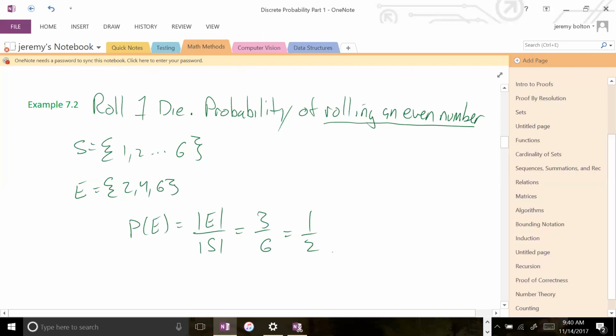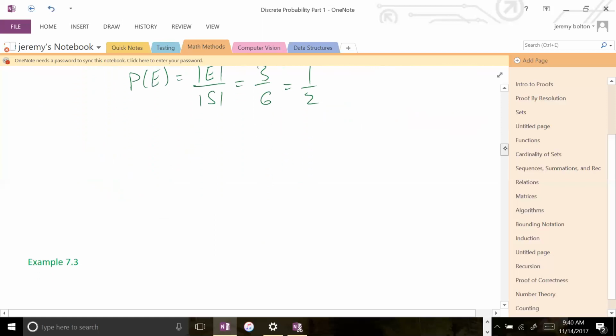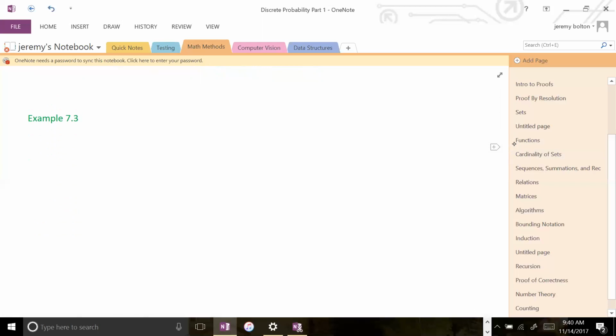Any questions about the basics? And these are the basic terms: sample space, event space, probabilities. All right, let's do one slightly more complicated. In this trial, we're going to roll 2 dice, and we're going to ask the probability of rolling a pair.